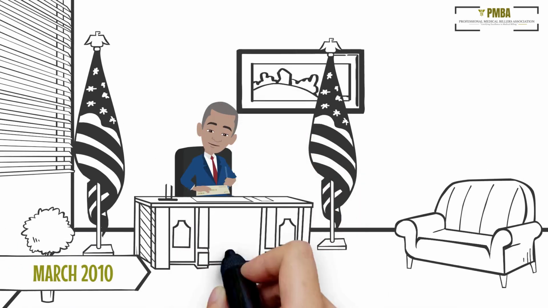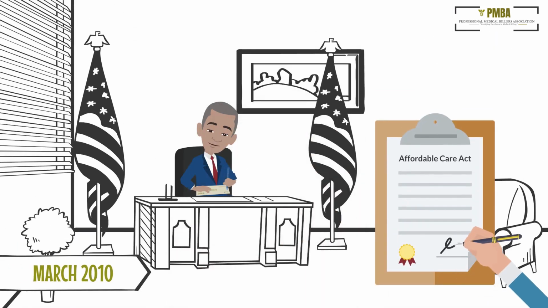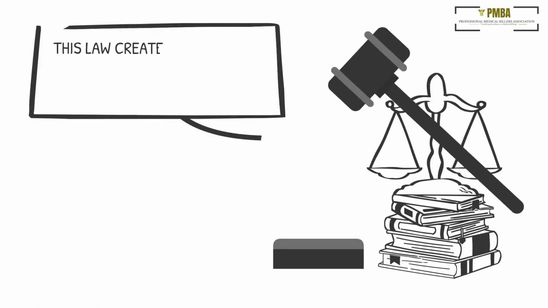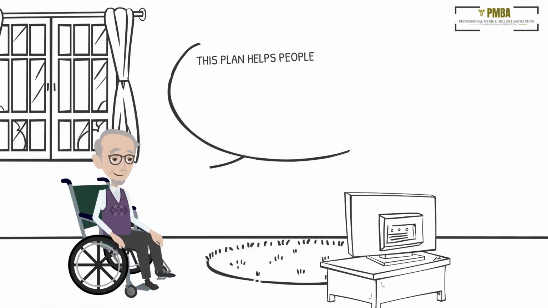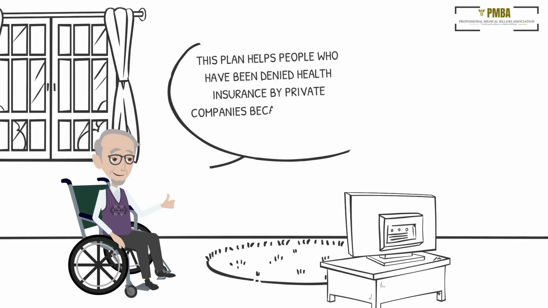Note, in March 2010, President Obama signed a law called the Affordable Care Act. This law created a plan called the Pre-Existing Condition Insurance Plan, PCIP. This plan helps people who have been denied health insurance by private companies because they have a pre-existing condition.